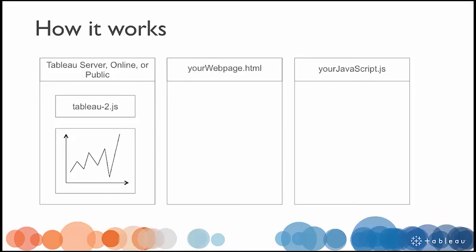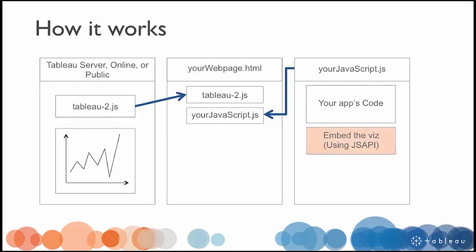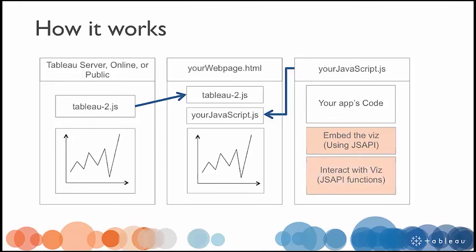But what you'll do with that tableau-2.js is include it inside of your web page's HTML with a script tag, and that'll enable the API. The next thing you'll do is take your JavaScript, which includes your custom API code, and add that to your web page as well. Now, what's in this yourjavascript.js? It, of course, has your app's code for controlling all of the things outside of the Tableau dashboard. But using the JavaScript API, you'll write some embed code. The result of that is that the dashboard will be embedded inside of your web page. And finally, you'll write some JavaScript API functions that interact with the visualization, enabling that robust integration that we talked about.